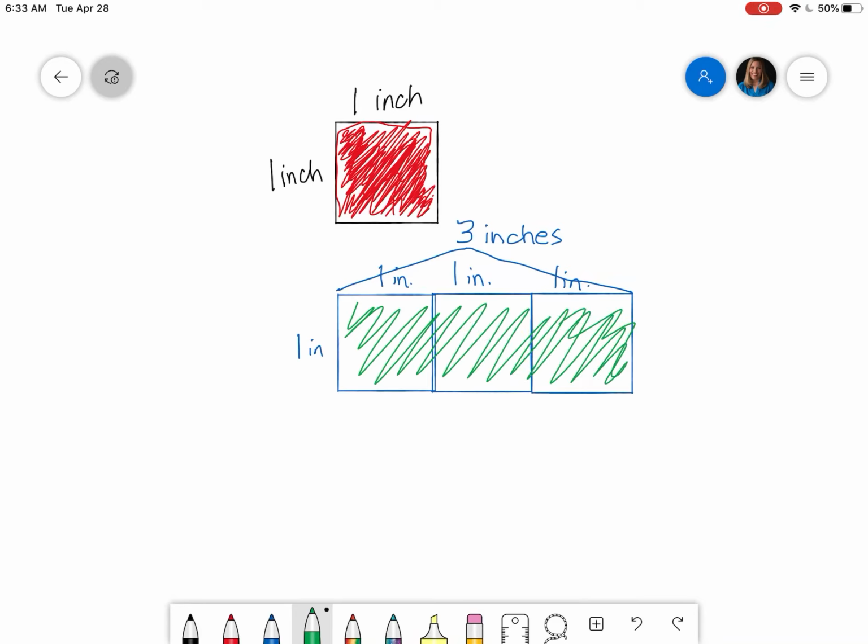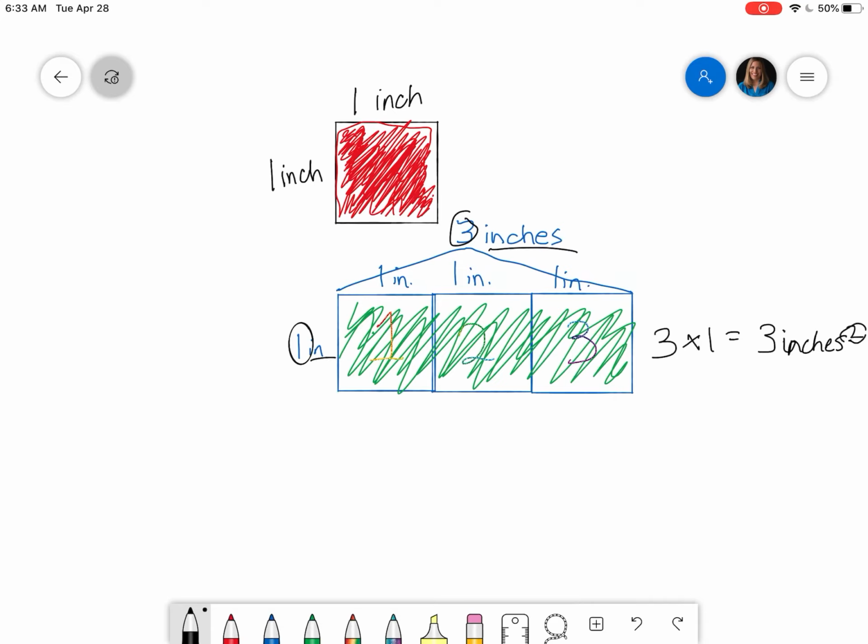All right, so if we have that, how much space would that be? Well, I see 1, 2, 3 boxes. And I know that 3 times 1 equals 3. And I have 2 inches, I have 1 here and 1 here. So, squared units. Okay, so that just basically tripled it.